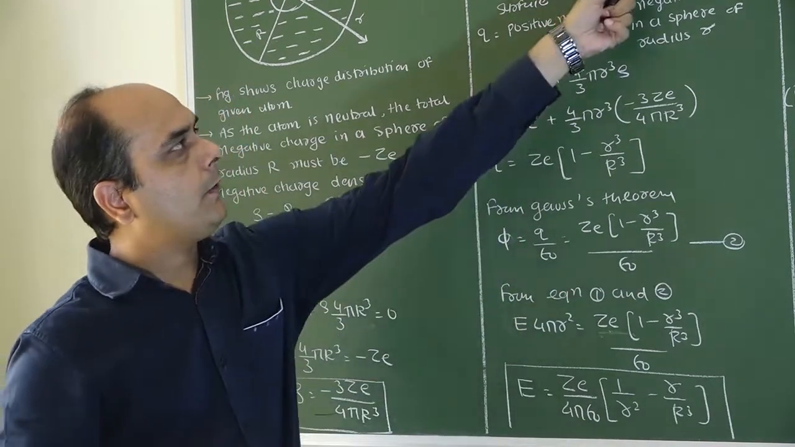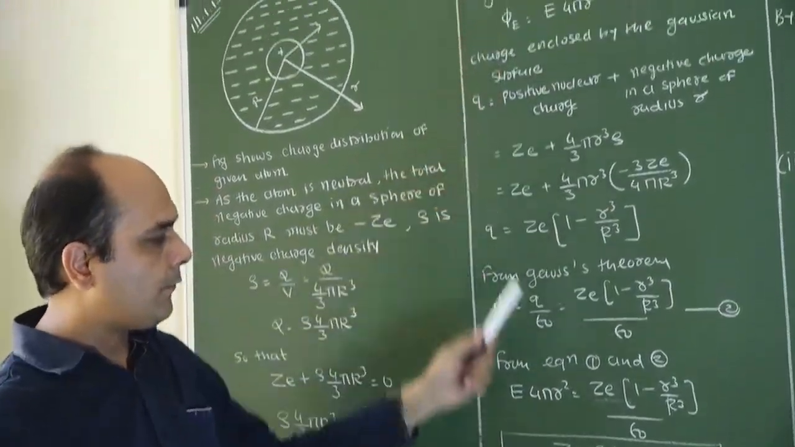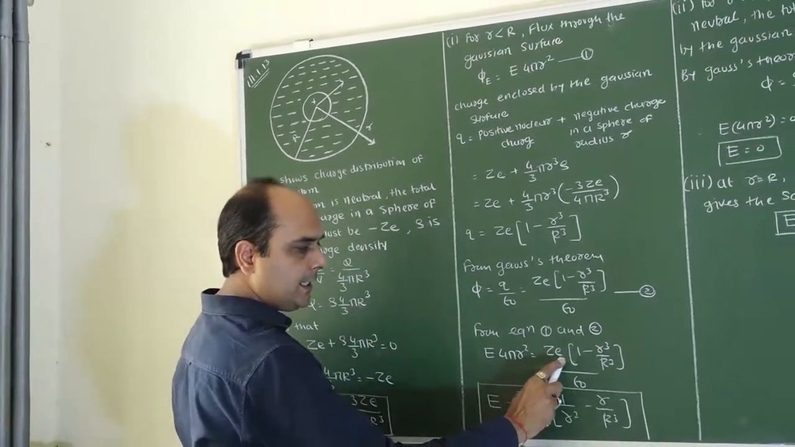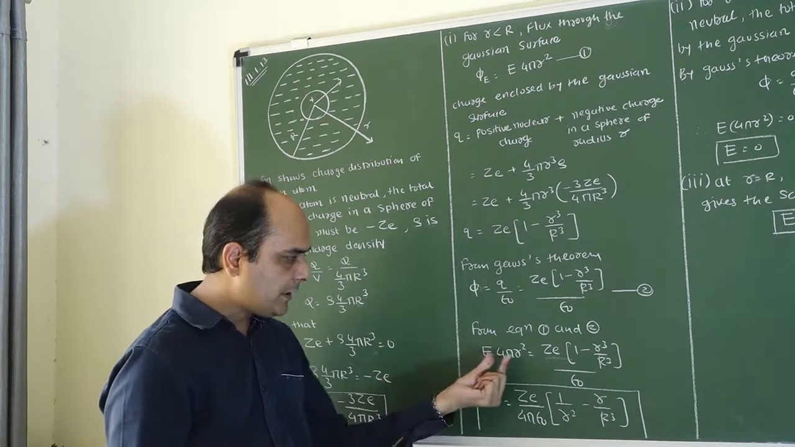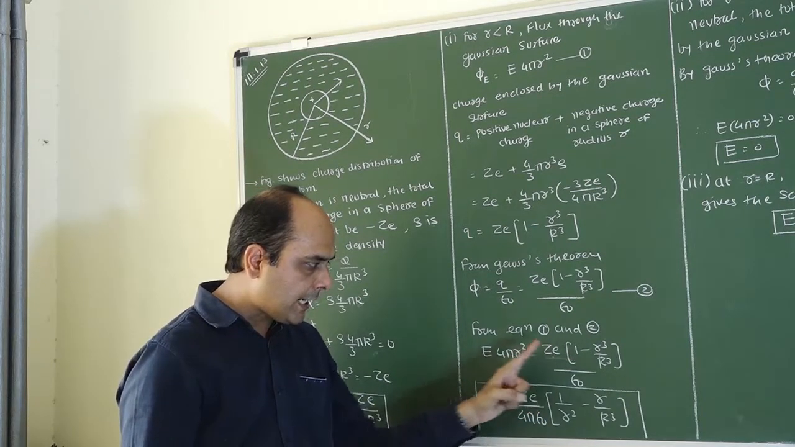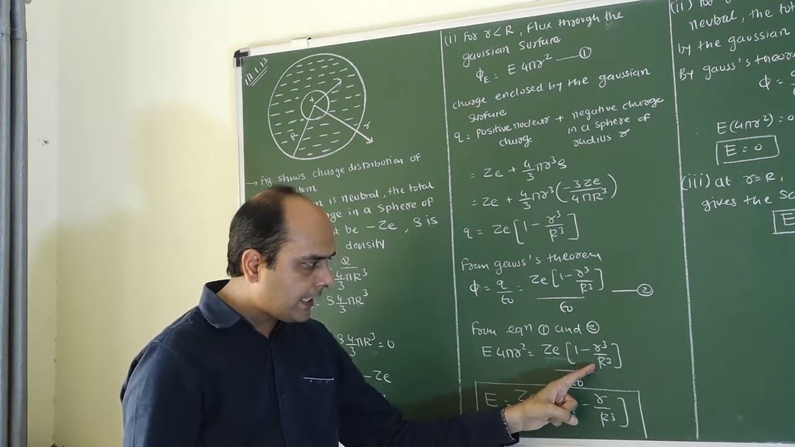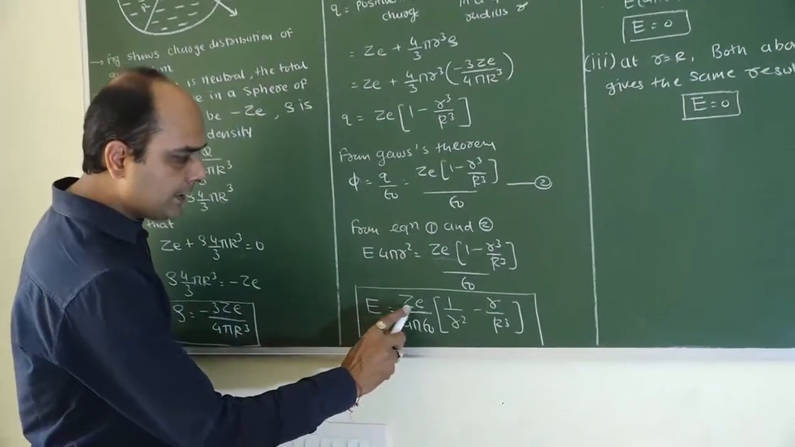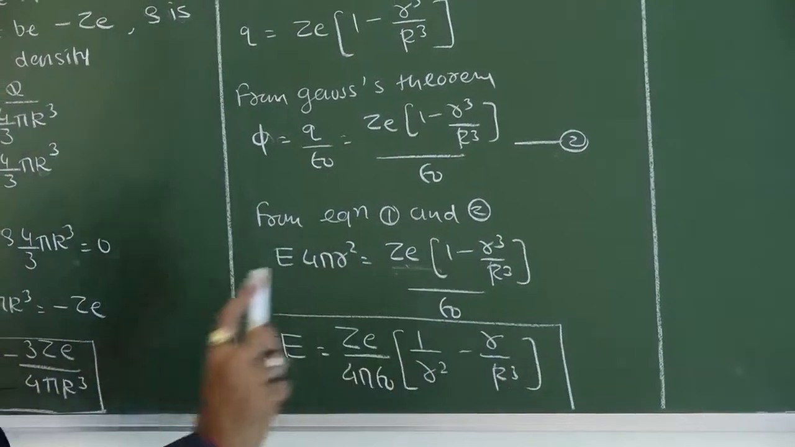Now students, equation number 1 gives flux phi, and equation number 2 also gives flux phi. From equation 1 and 2, by comparing them, E into 4 pi r square equals Ze times 1 minus r cube by R cube over epsilon 0. Write 4 pi r square in the division, so this is 1 by r square. The r square cancels, and only small r remains. So the final answer is E equals Ze upon 4 pi epsilon 0, times 1 by r square minus small r by R cube.